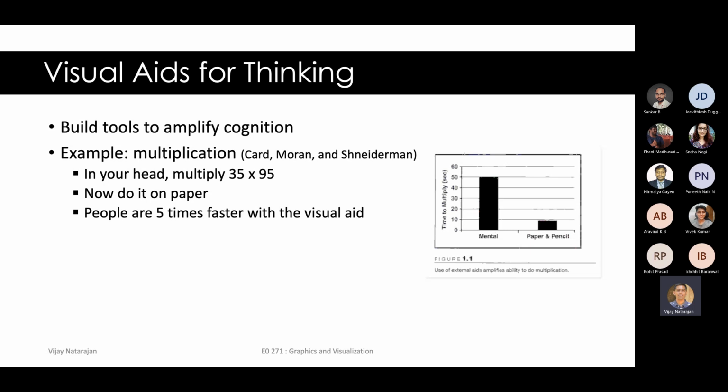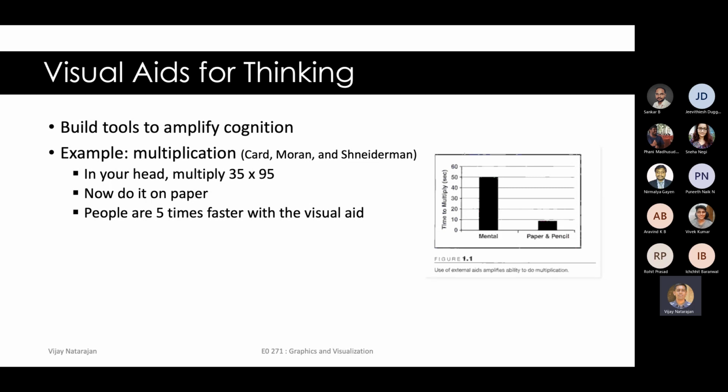And what they found was significant. If you see the chart on the right, the y-axis shows the time required to do the multiplication. So they found that using pen and paper or pencil and paper, right, reduced the time to do this multiplication significantly. Many people were able to definitely do the computation in their mind, but it took much more time.